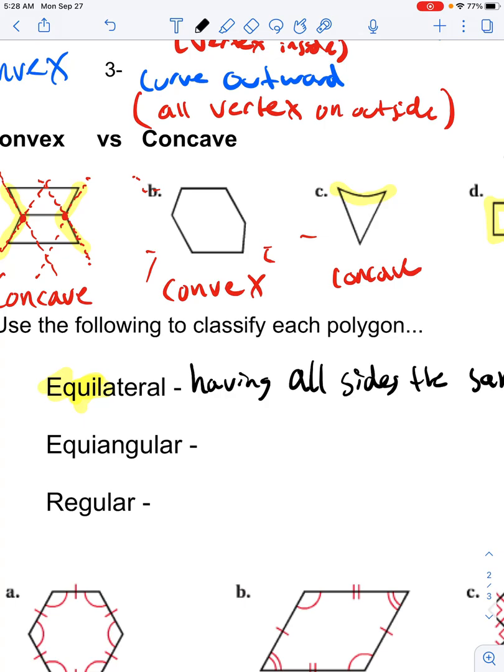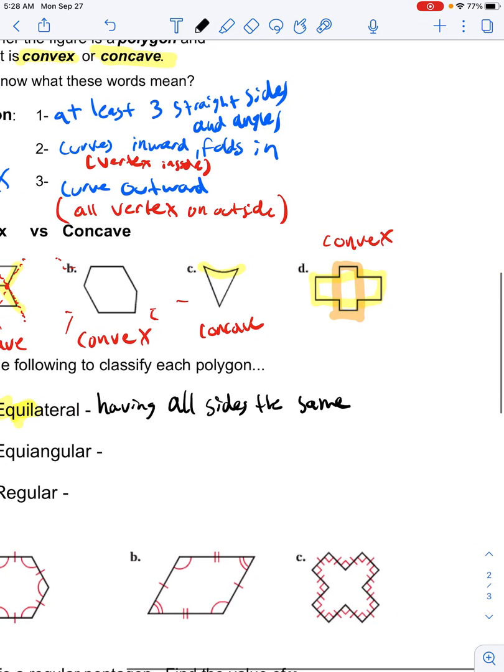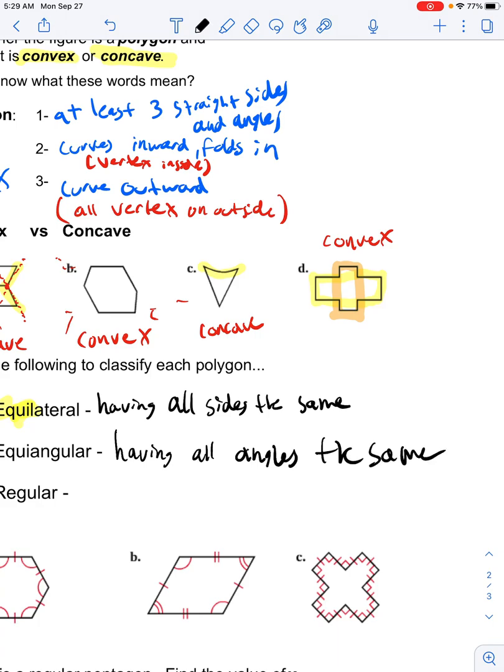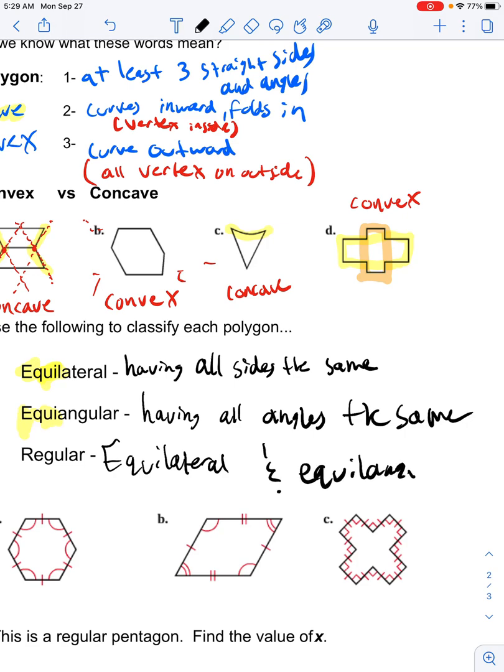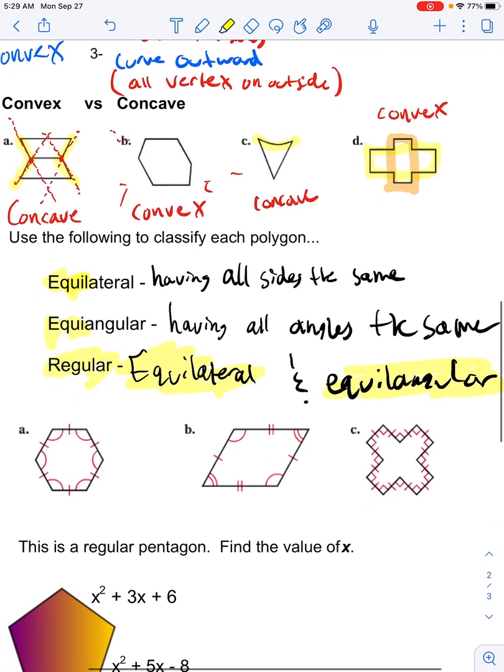And equiangular is very, very similar, and it's having all angles the same. And then we describe a shape as being regular when it is equilateral and equiangular. So you need both, okay? You must have equilateral and equiangular for a shape to be considered regular.